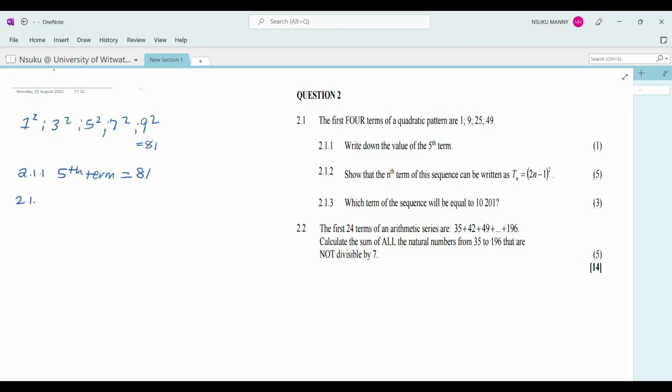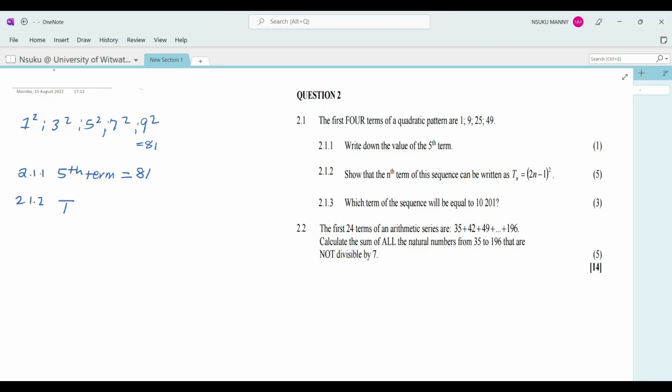So 2.1.2 says show that the nth term of this sequence can be written as Tn is equal to (2n minus 1) squared. So we're already given a clue that this is a quadratic pattern, right? And there's a whole process in finding the nth term, or the Tn, of a quadratic pattern. So let me just break it down step by step.